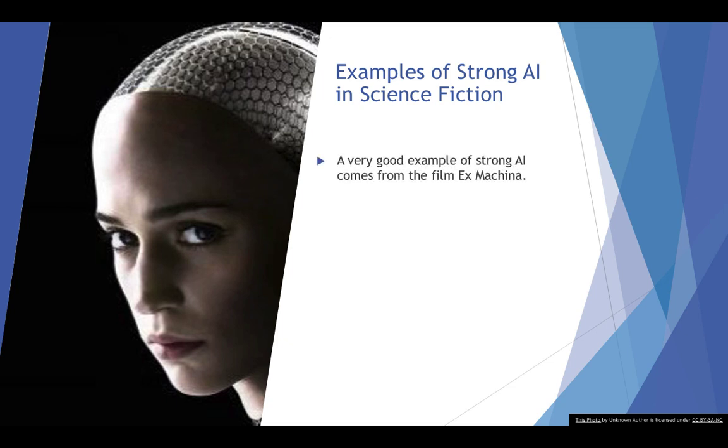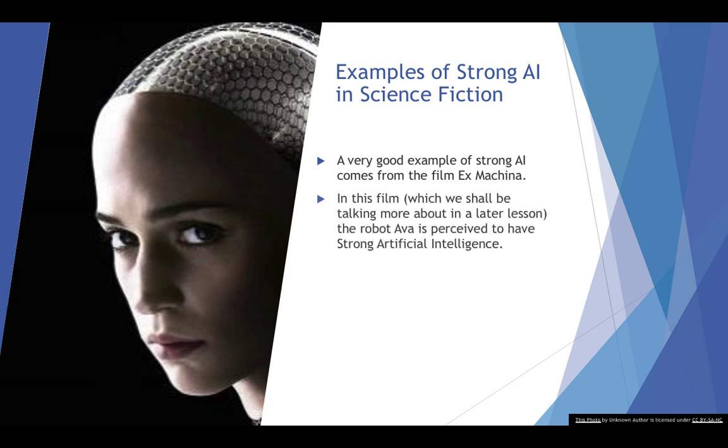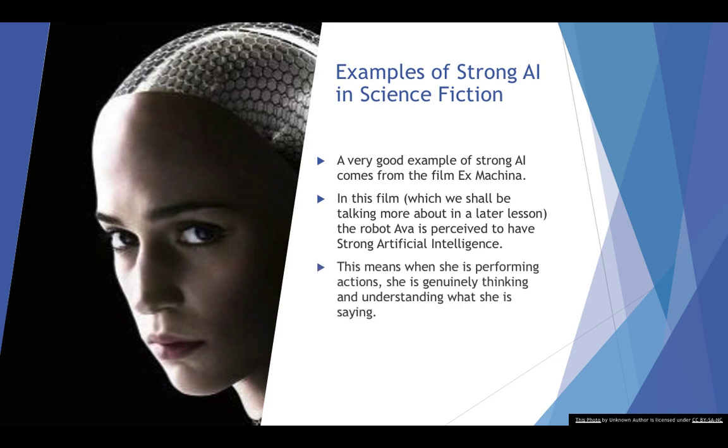So a very good example of strong AI comes from the film Ex Machina. Okay, and we're going to talk about this in a lot more detail in another lesson. But in this film, the robot Ava is perceived to have strong artificial intelligence. This means when she's performing actions and tasks, she's genuinely thinking and understanding what she is saying and what she is doing. Okay, so this is a good example of how we can conceptualize strong artificial intelligence.